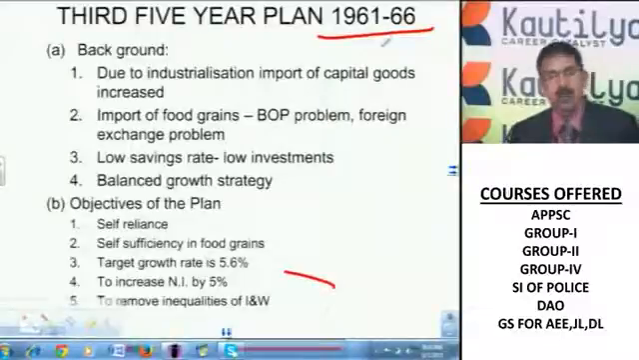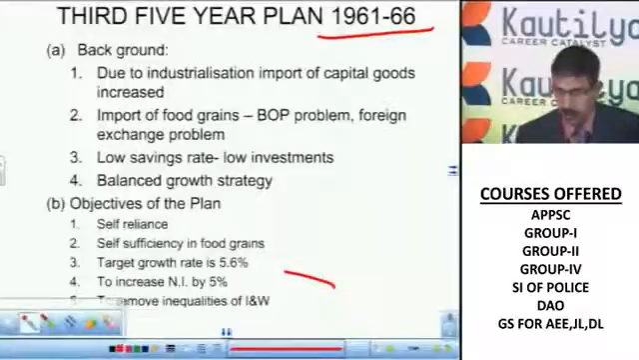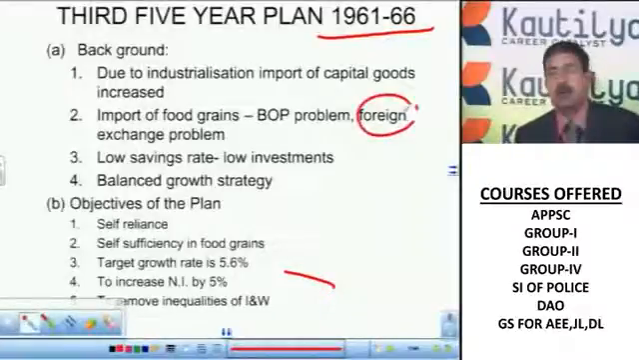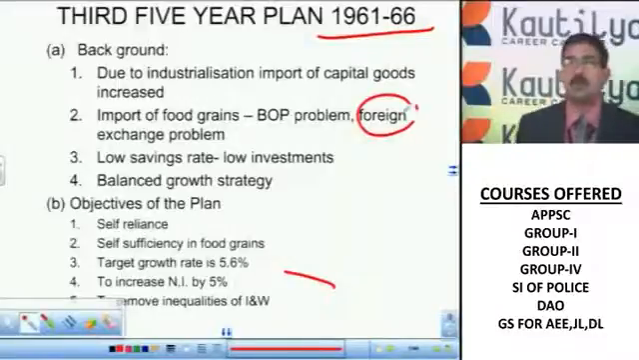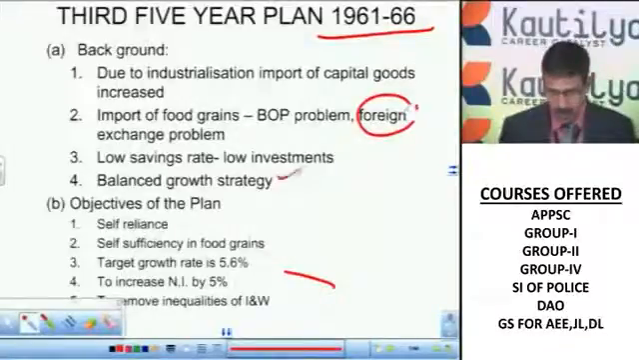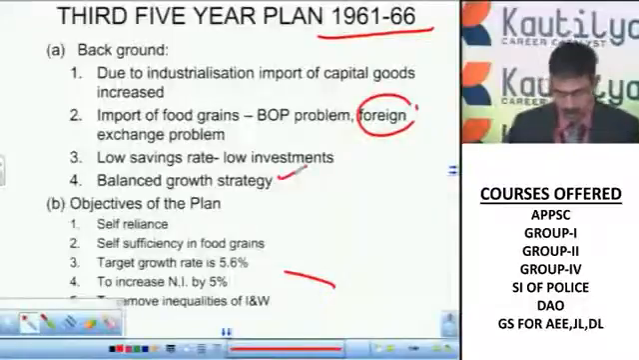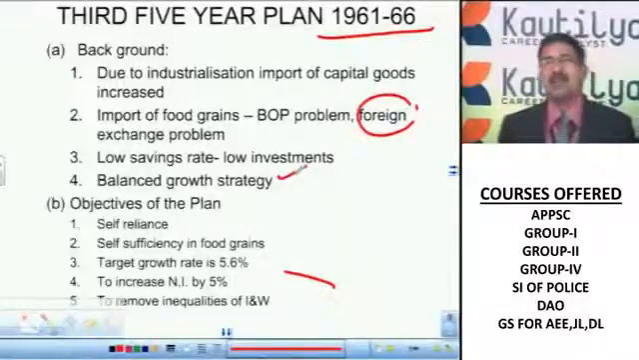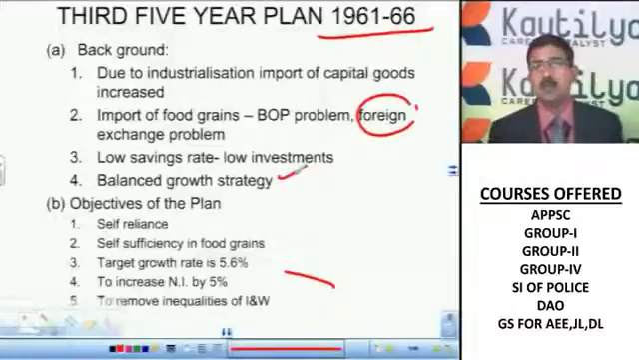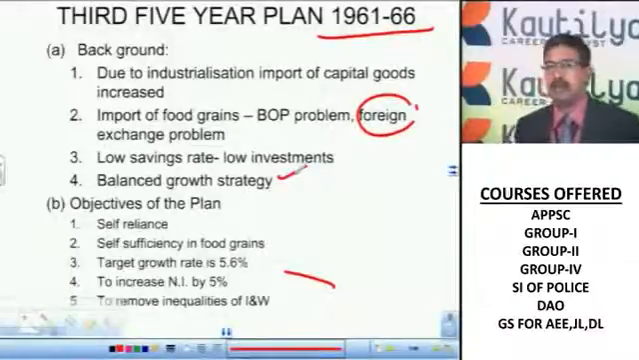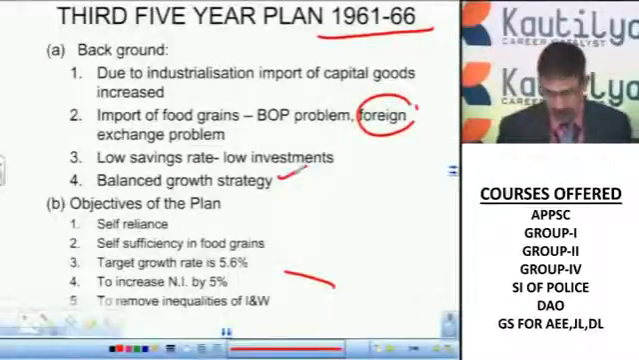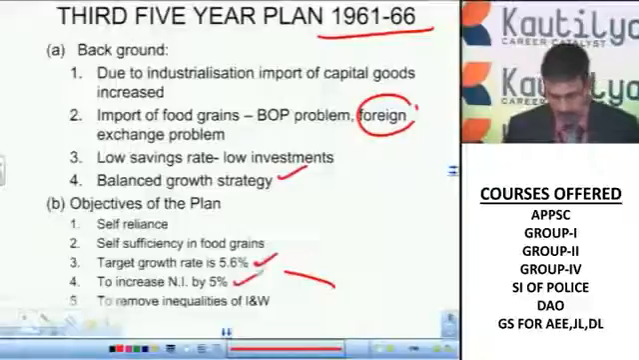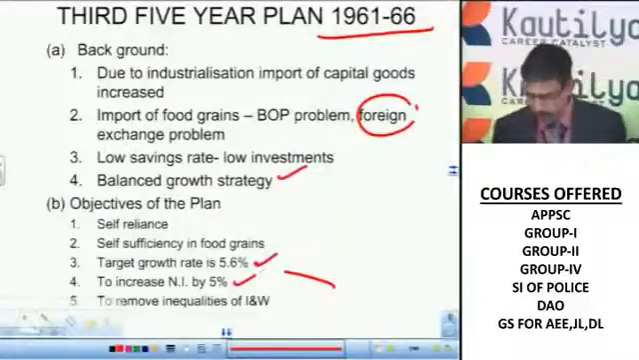The import of capital goods along with the import of food grains, these two problems led to the foreign exchange problem. A low savings rate and low capital investment were other problems, and thereby a balanced growth strategy was launched. The objectives of the plan are to attain self-reliance and self-sufficiency. These are the two important planks for the third 5-year plan. The target growth rate is 5.6, and we want to increase national income by 5%.